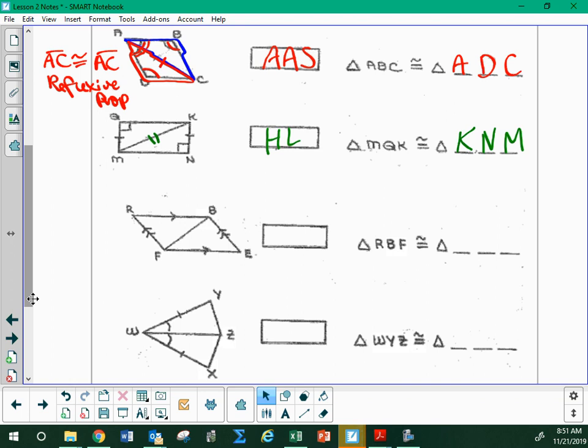Because I could have parallel, are those congruent? Nope. So just because we see parallel doesn't mean that they're congruent.